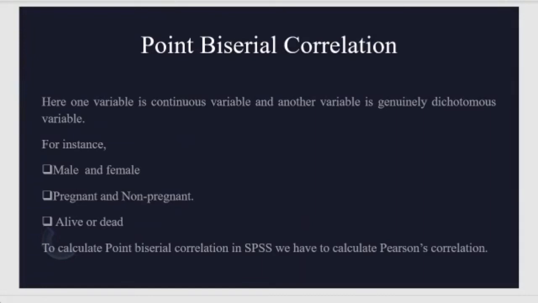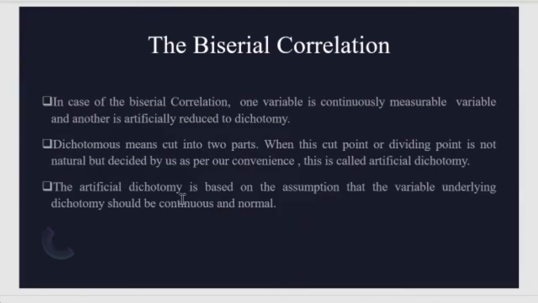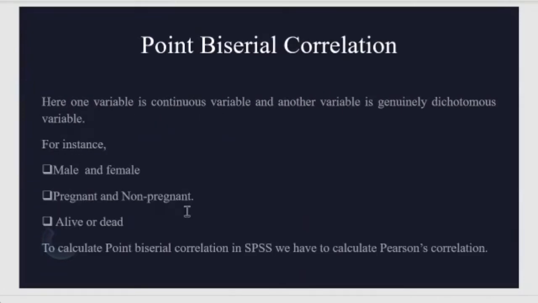Like suppose test score of x and test of y, where y is right and wrong. Either the answer is right or wrong; we cannot say that there is something in between right and wrong. Maybe objective type questions are there. Either the answer is right or it is wrong. It is not like there is something in between. So this is genuinely dichotomous, and in that case we'll use point biserial correlation.